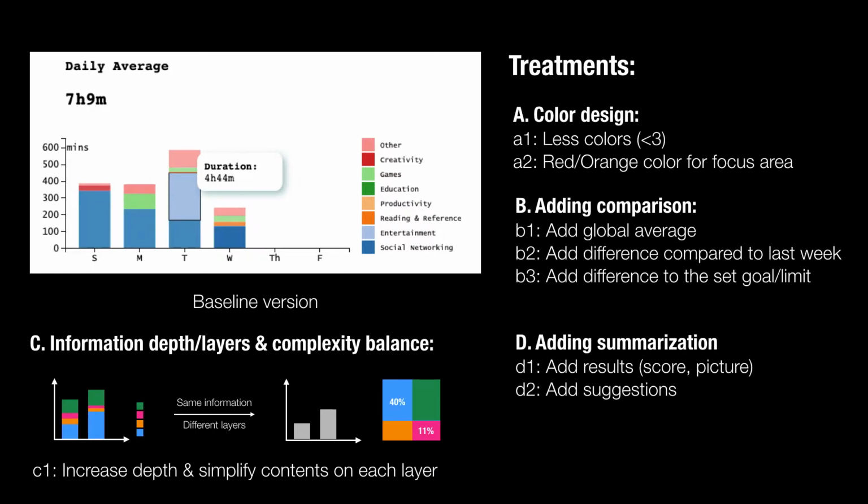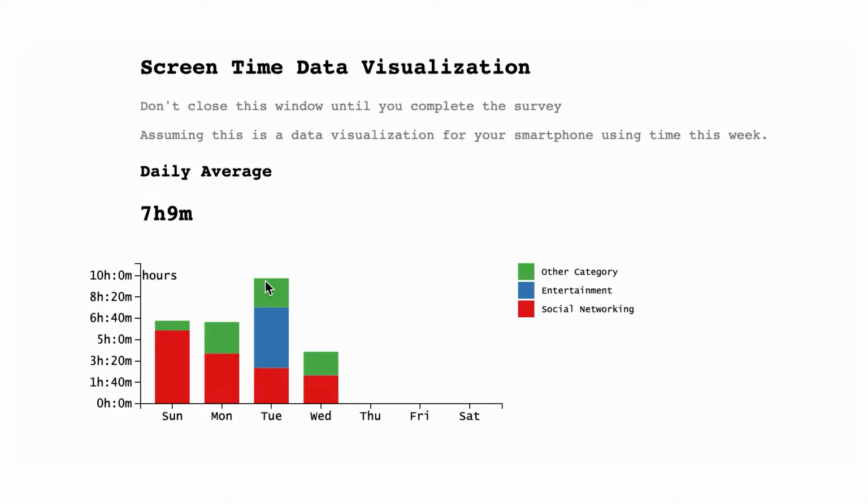For treatment A, I use fewer colors and put a red-orange color on the focus area. It looks like this, so it is more obvious where you spend most of your time, in which specific category.